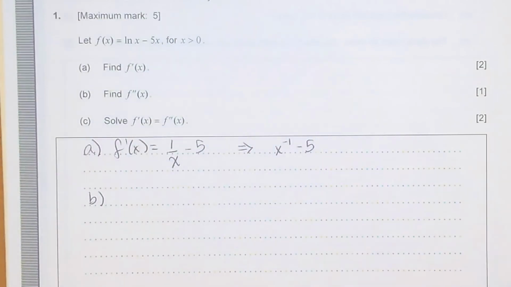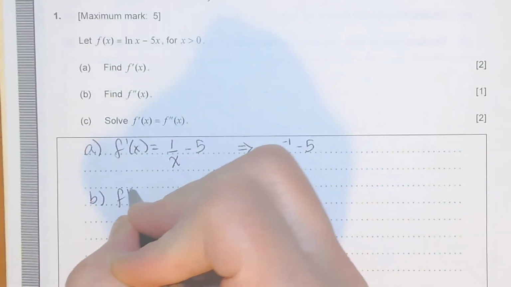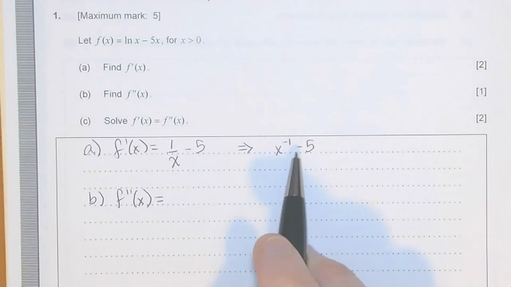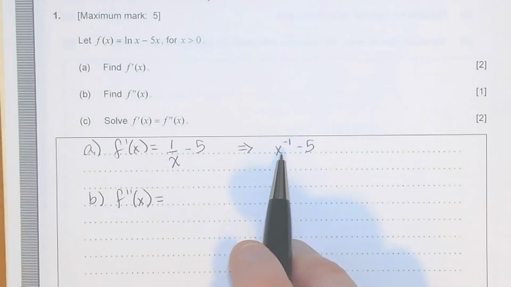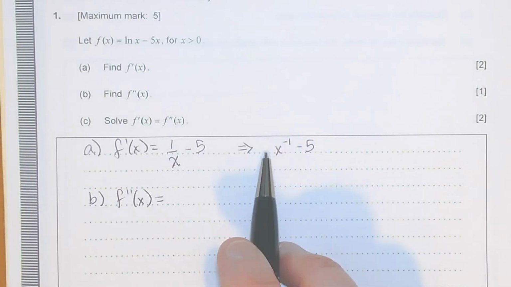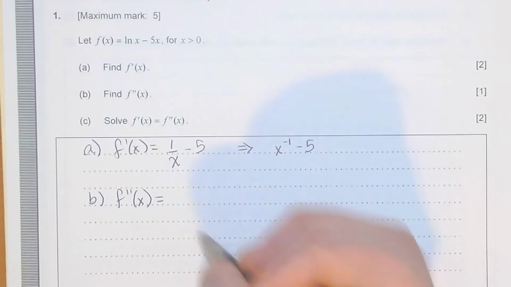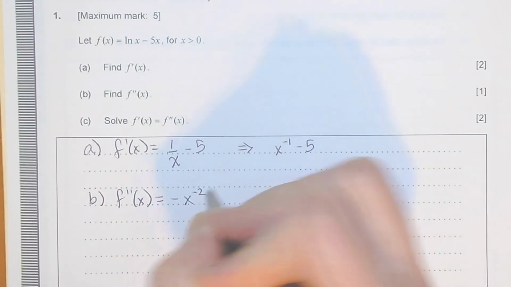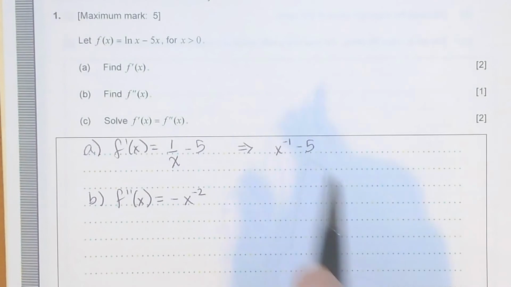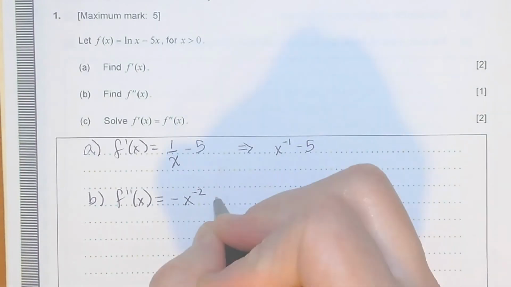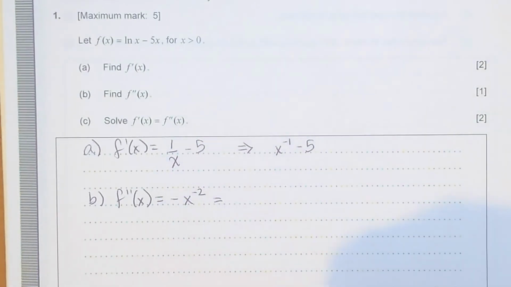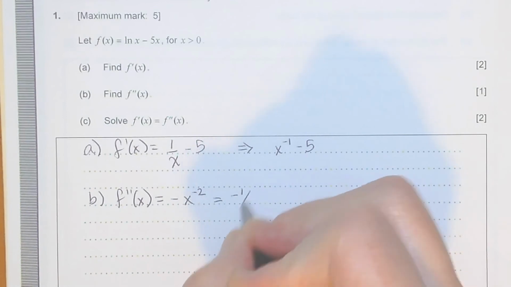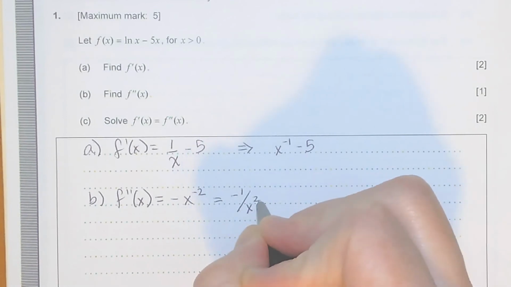Let's move on to part B. Here we're asked to find f double prime of x. That's where I'll go ahead and use this second form of f prime of x. Remember, the minus 1 comes out in front, and we drop the exponent by 1. So I'm going to get minus x to the minus 2, and the derivative of negative 5 is 0. So I'm going to rewrite this negative x to the minus 2 as minus 1 over x squared.